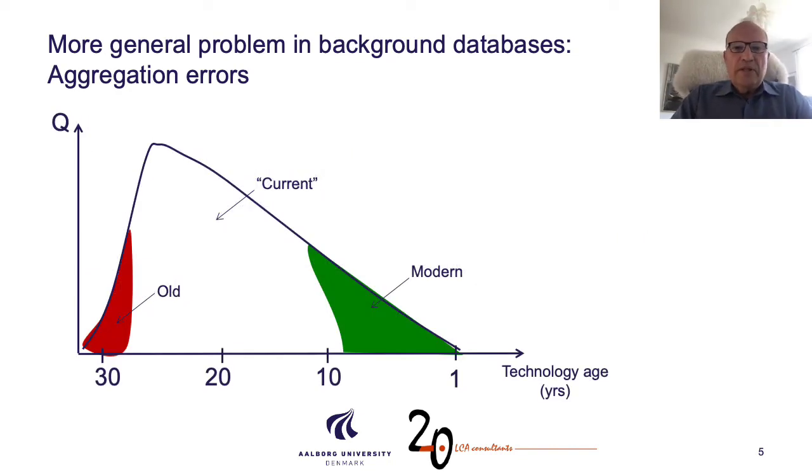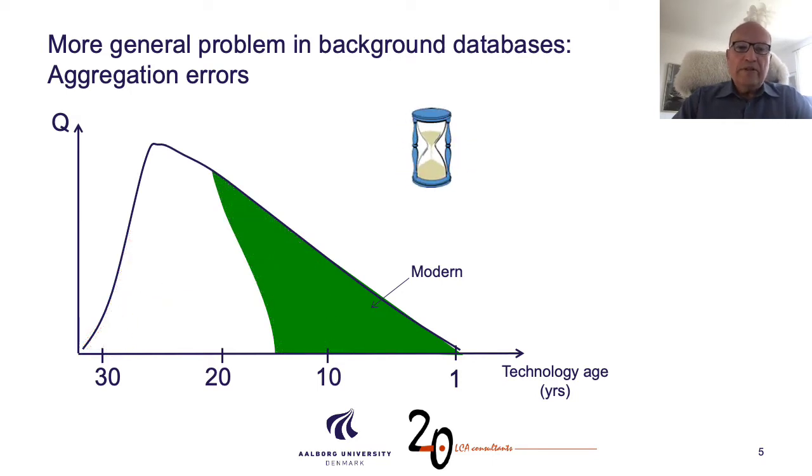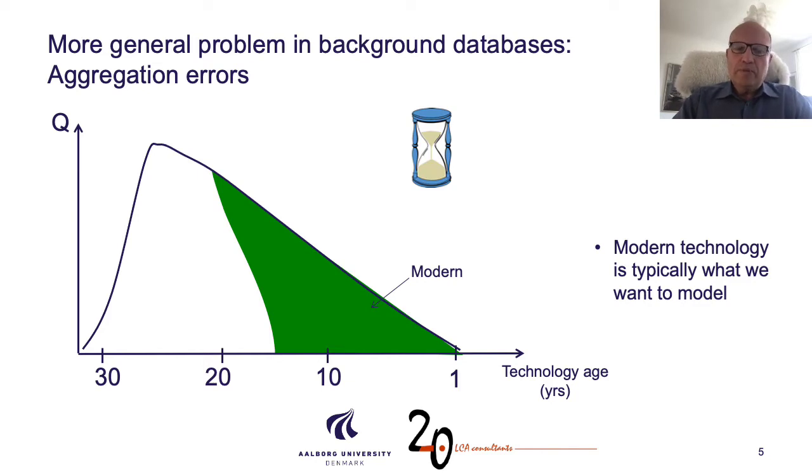In general, you can say that an average will be composed of mainly current technology, some recently installed modern technologies, and some old technologies that are being phased out. When time passes, what happens is that the modern will, of course, displace the old and eventually also the current, and then maybe an even more modern will appear. The modern technology is typically what we want to model. So using an average from the past is not really representing very well what we want to model.